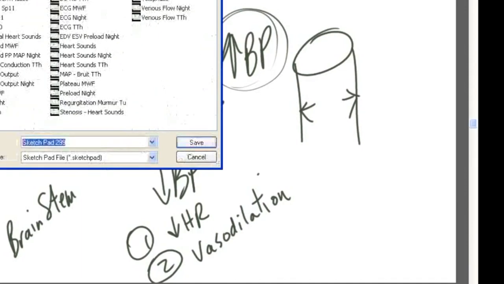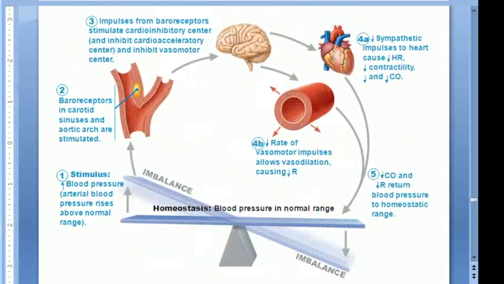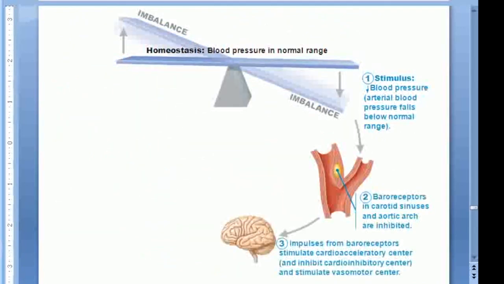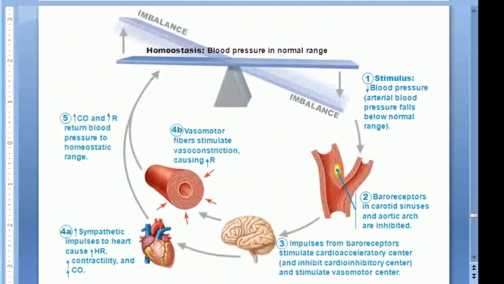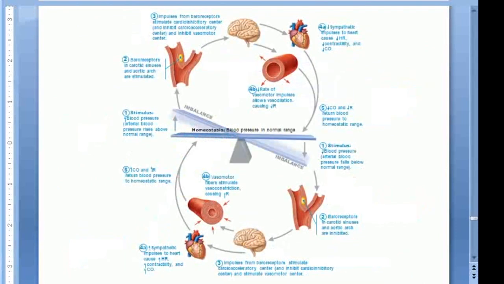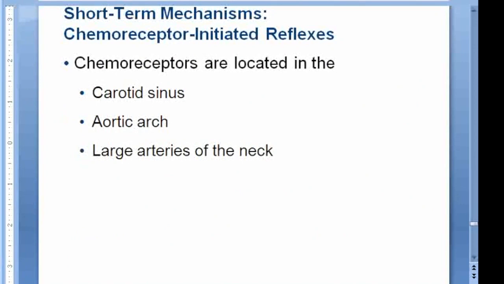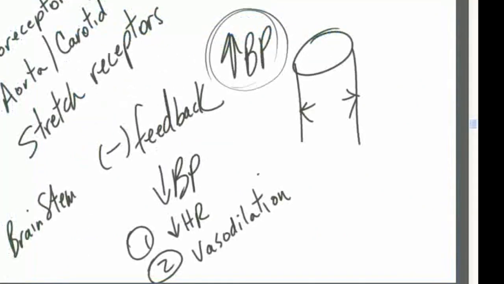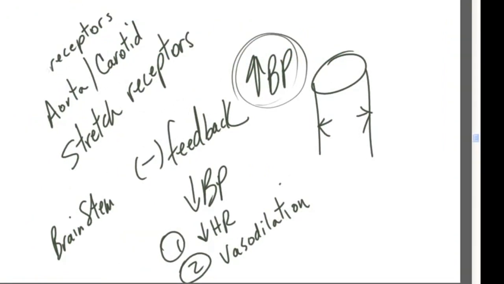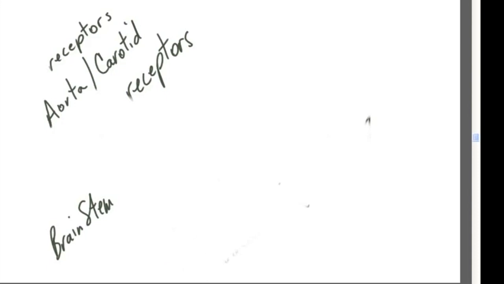Baroreceptors. See how many slides they take to say the same thing we just did? That's kind of cool, though, because it means, man, we're learning a lot in a real short amount of time. There are also chemoreceptors in the same place. Chemo. Who wants to be bold enough to tell me what chemo might relate to?